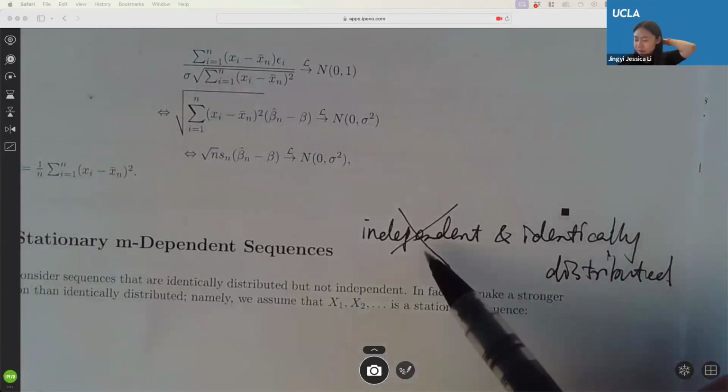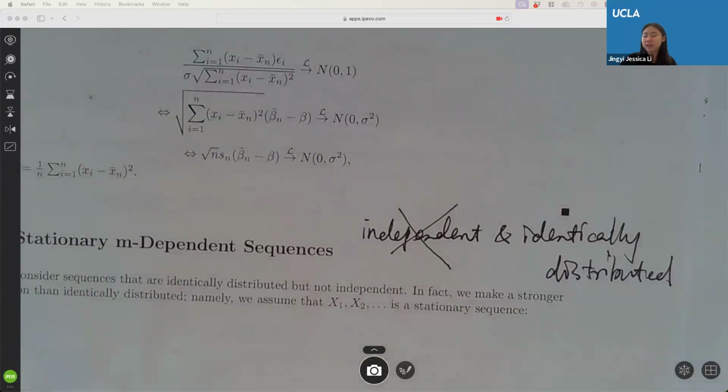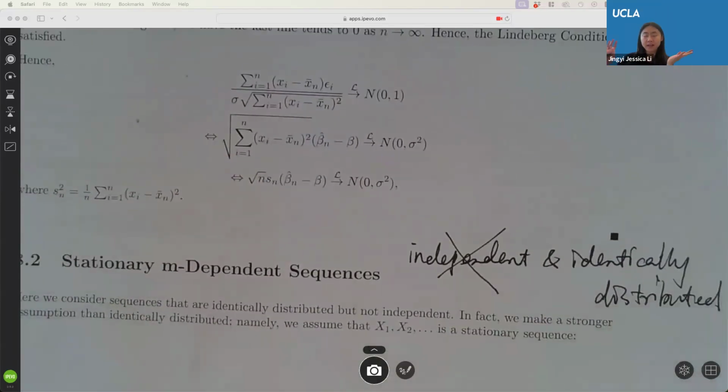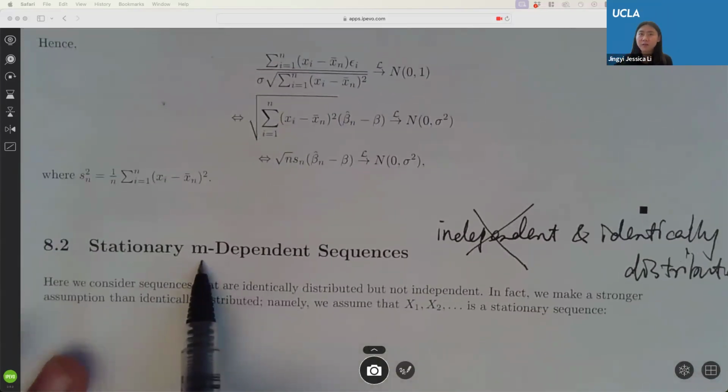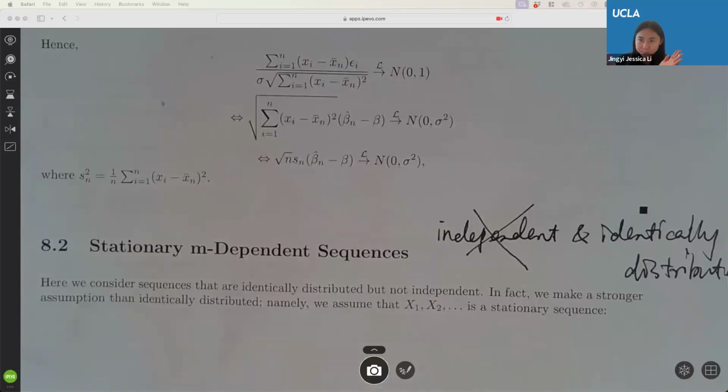So right now we drop independence, but we're imposing a specific dependence structure called M-dependent, which means that any dependence only happens within the range of M. Beyond M, they are still independent. So this is kind of like weak dependence. Dependence is only to a degree.